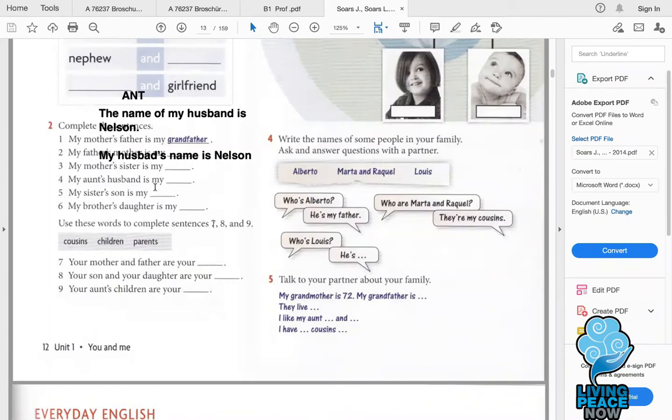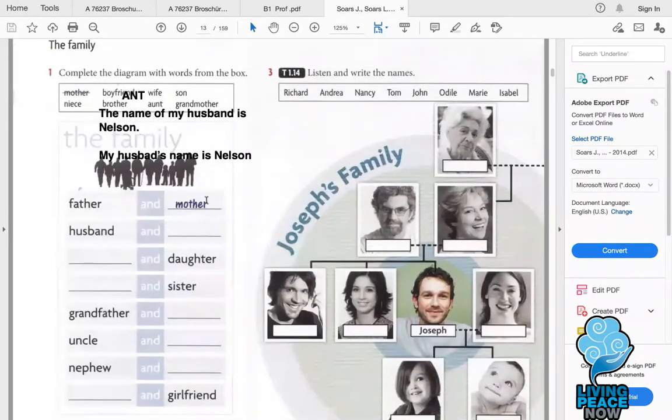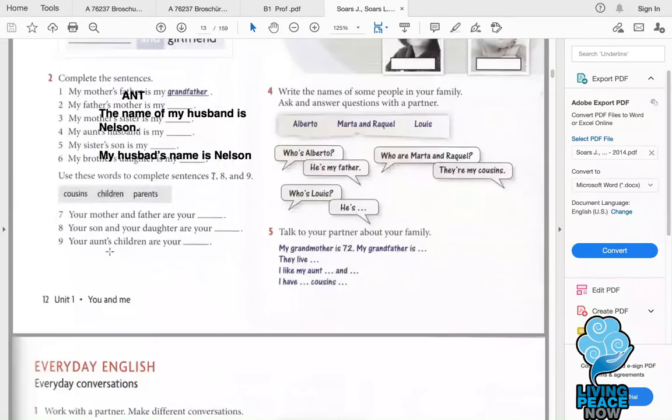So number 7, children. Children is plural or singular? Plural. What is the singular of children? Child. Yes. And parent? Okay, who are parents? Who are my parents? Look here. Your father and your mother. Yes, thank you. Your father and your mother are your parents. So number 7, your mother and your father are your parents, and it's correct.